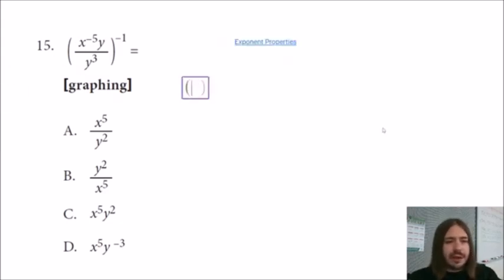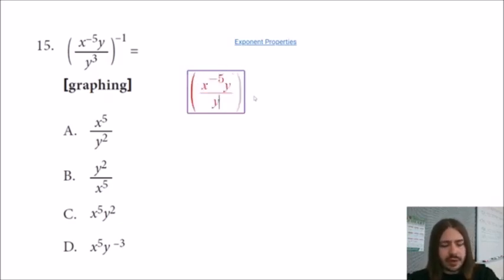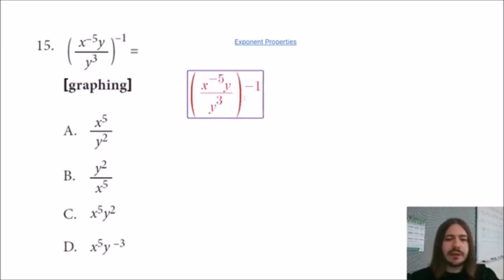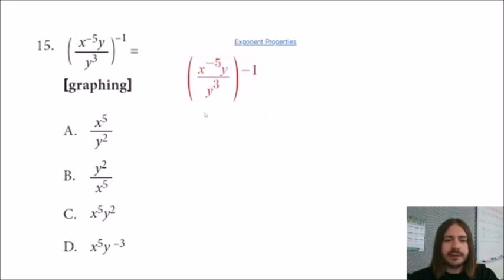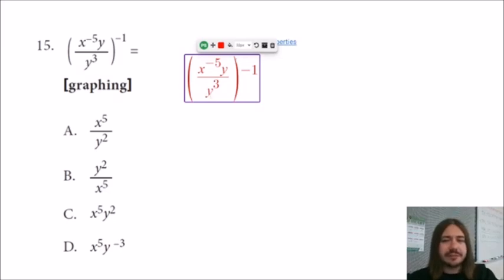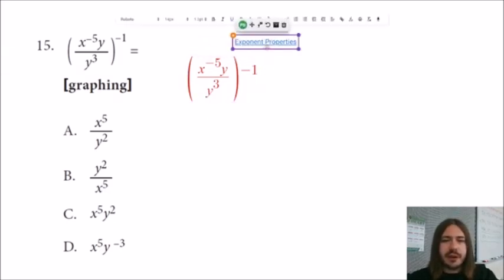We've got x to the negative fifth times y all over y cubed. Now, I'm going to simplify this probably a little differently than you may have seen before, but hopefully it'll all make sense. So the first thing I'm going to do is try to rewrite this so I don't have a fraction. Now, the exponent property that I'm going to use here, and I'll keep track of them over here.